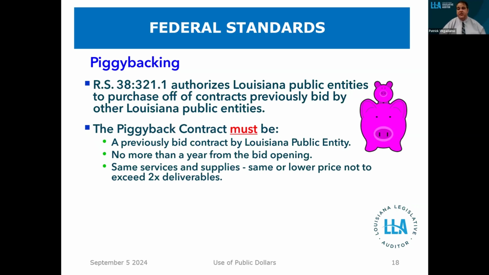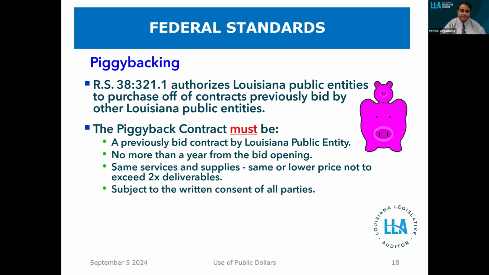This is important because you have a big parish, and a small parish who bids out, say, purchasing 2 vehicles. It's going to be different than a big parish who's looking to buy, say, 20 times as many, because they probably would have gotten a volume discount under bidding, a formal competition. So the law basically says you can only buy up to 2 times as much of the contract you're piggybacking off of.